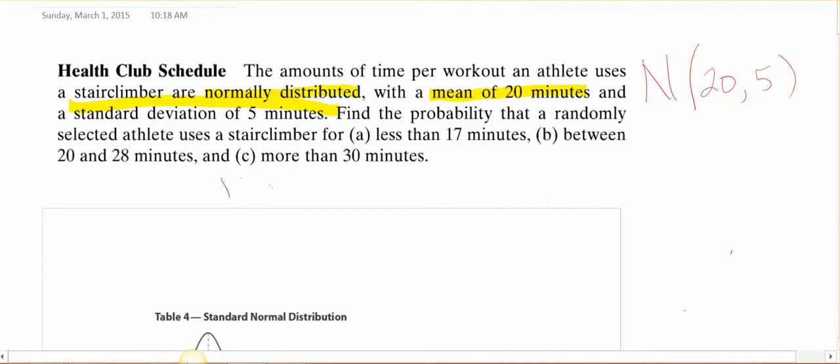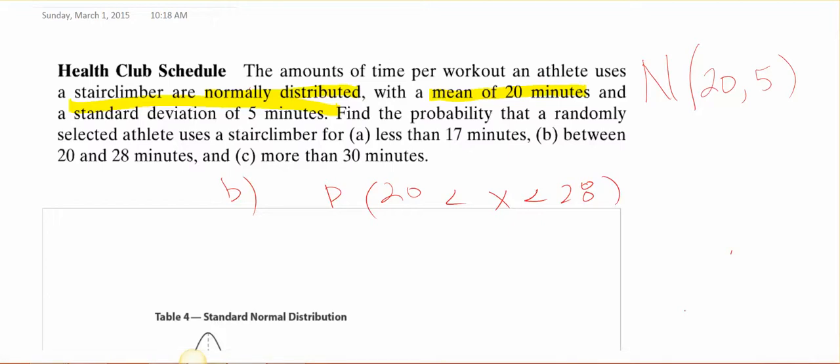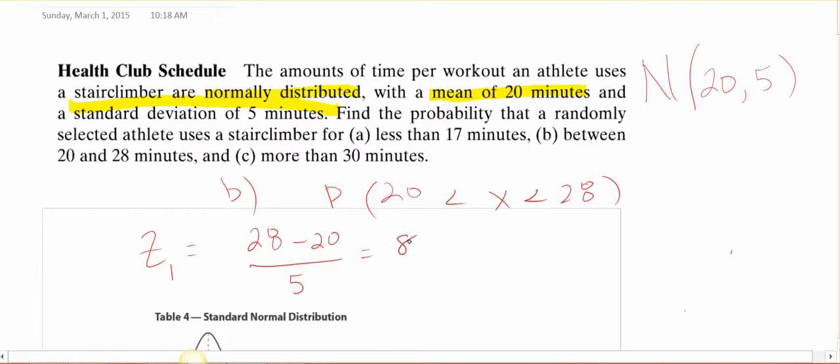Okay, our second question then asks, what's the probability that our random variable would be between 20 and 28 minutes? So, in order to look at this situation, we need 2 z-scores. So the first z-score I'm going to let be the bigger value. So 28 minus 20 over 5 would give me 8 over 5, or 1.6. The second z-score would be 20 minus 20 over 5, which is 0, right?